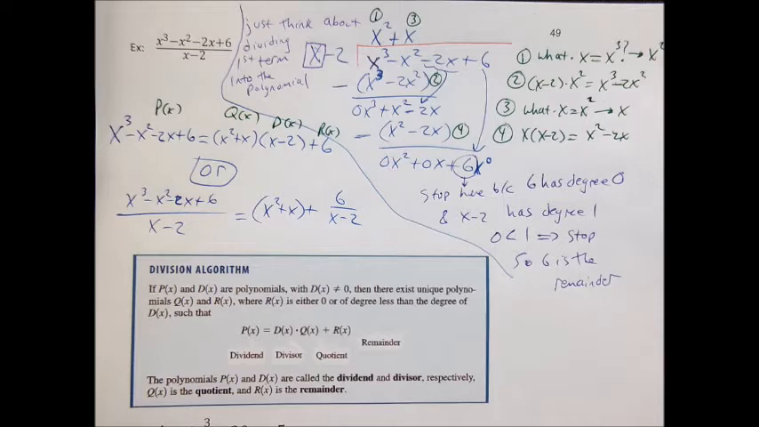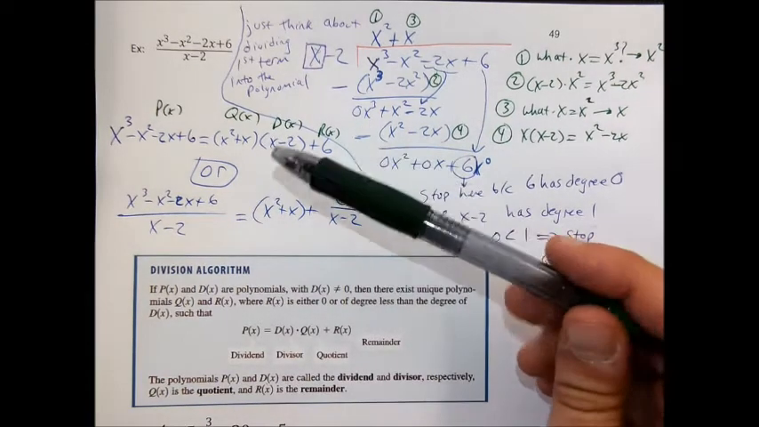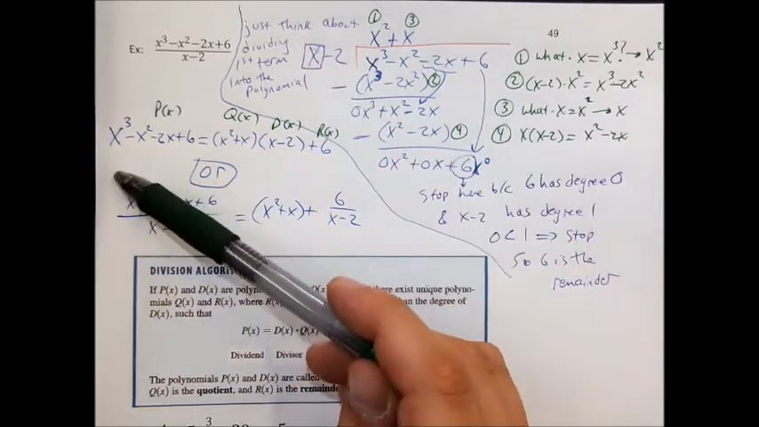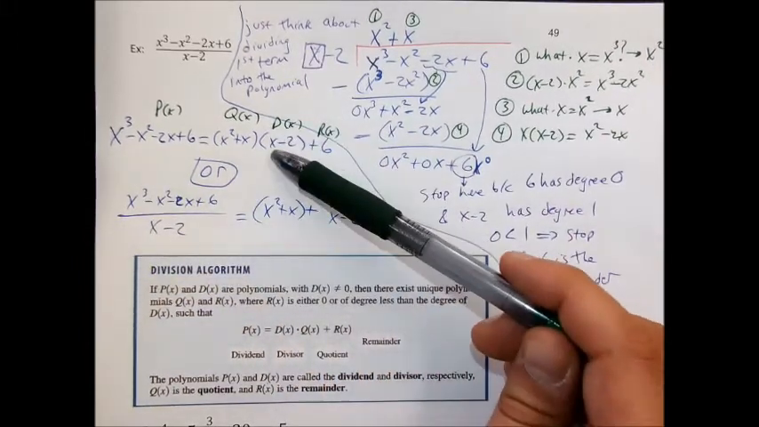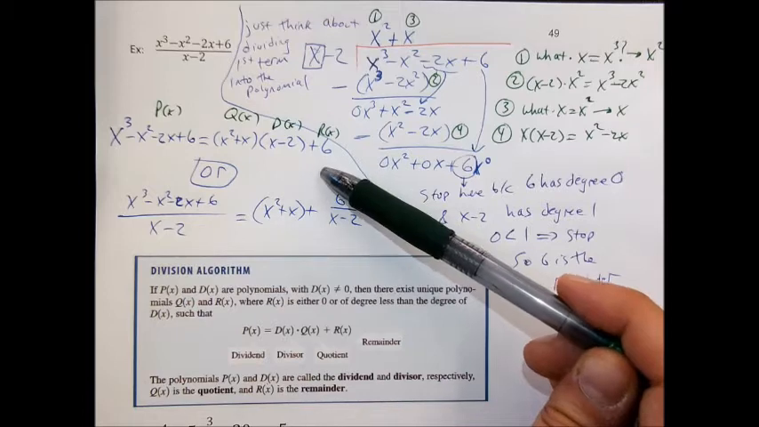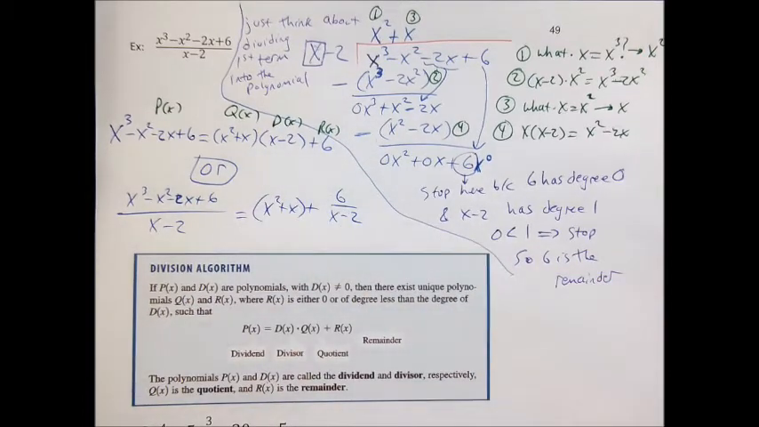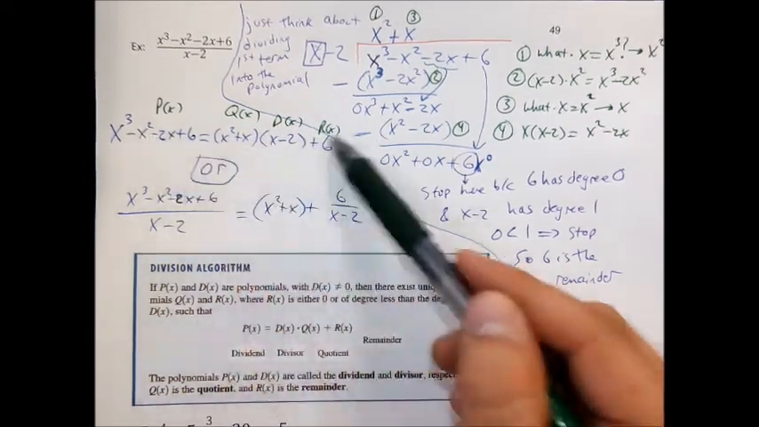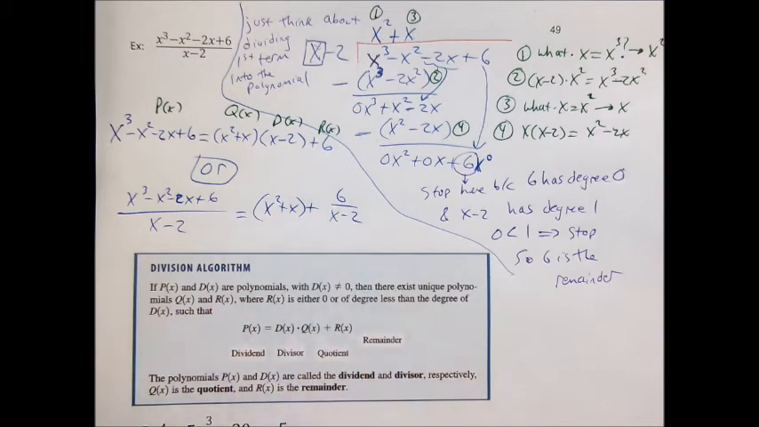You'll see the homework's going to want you to enter them individually. It'll say, oh, p of x equals q of x times d of x plus r of x, where q equals, and you'll enter q in, and where d equals, and you'll enter d in, where r equals, and you'll enter r in. So it wants it kind of in this form, but I just want to show you this one as well.